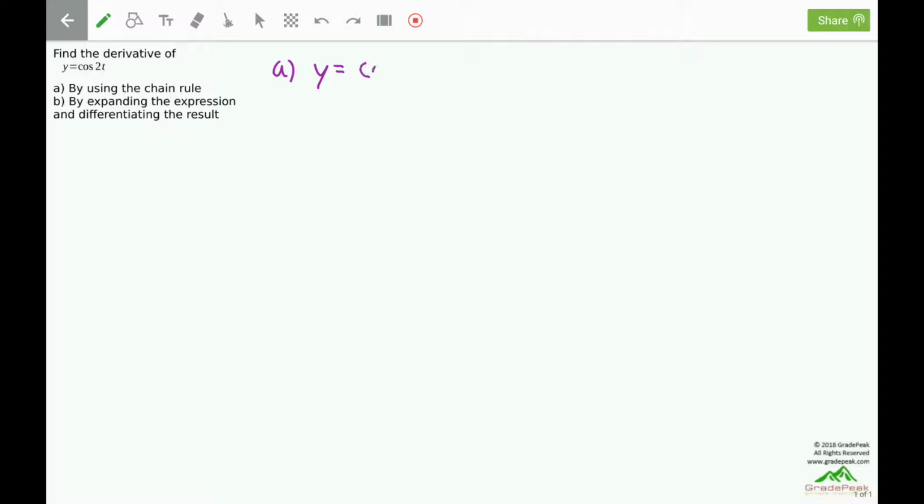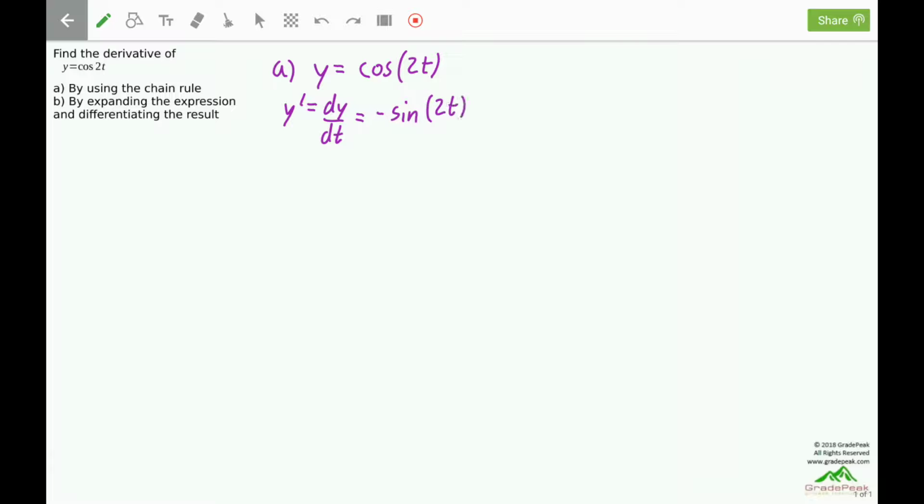y is made up of a trig function, cosine, of an entire expression, 2t. Since what's inside the trig function isn't just a t, but rather an entire expression, we have to use the chain rule for the derivative. The derivative, y prime, or dy dt, will be found by taking the derivative of the outer function, which is the cosine. The derivative of cosine is negative sine.